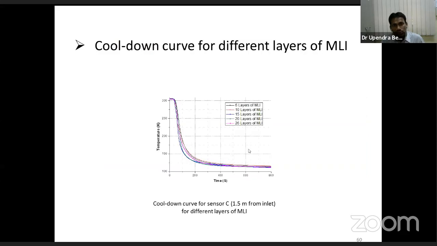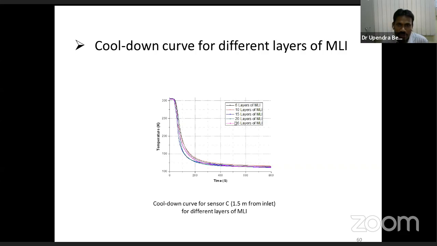And this shows the cool down curve for different layers of multi-layer insulation. We have done experiments with different layers, starting from 6 layers, 10 layers, 15 layers, and 20 layers. You can see that the 6 layer is at a high temperature and the cooling down takes much more time. When the number of insulation layers increases from 6 to 10, the cool down time also reduces, indicating that less heat transfer is taking place from the outer bellow to the inner bellow.